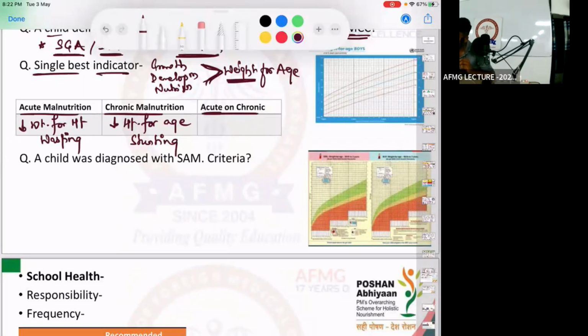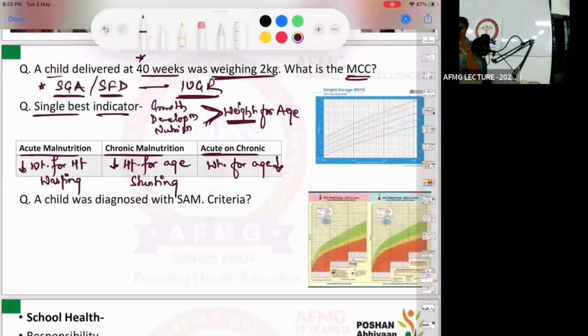Indicator for acute and chronic malnutrition is weight for age. Okay, please remember. Quickly say: acute malnutrition indicator is? Chronic malnutrition indicator is? Acute and chronic malnutrition indicator is weight for age. No issues with this. And the best overall indicator would be weight for age.